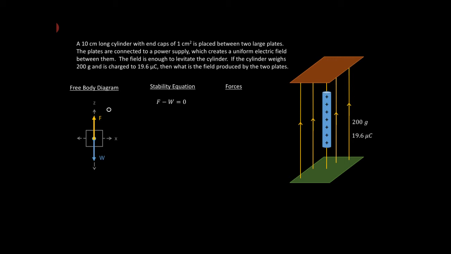Now we have to work with the forces. So we need to find what the F here is. This is F sub E, the electric force. And our definition for the electric force was the charge times the electric field. Now, this is what we want, right? And this charge we know, it's 19.6 microcoulombs. So we can just do that, 19.6 times 10 to the minus 6 coulombs times E.